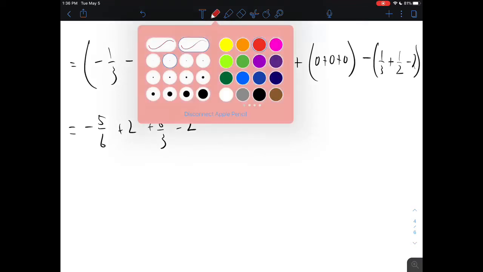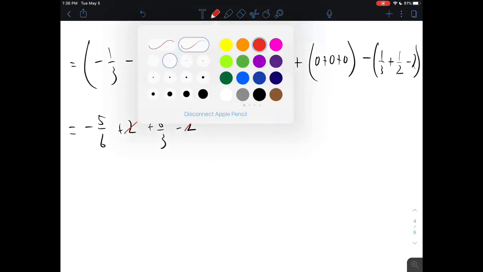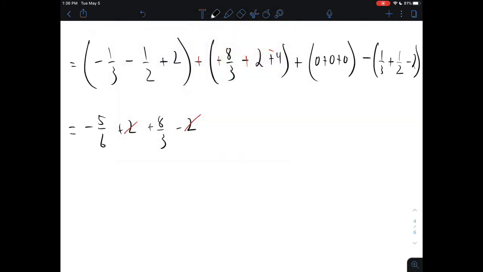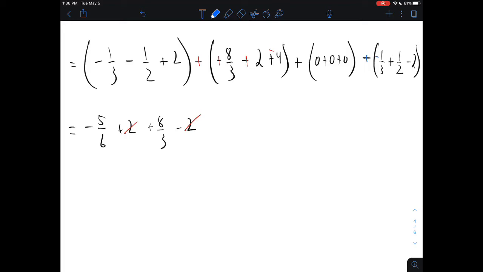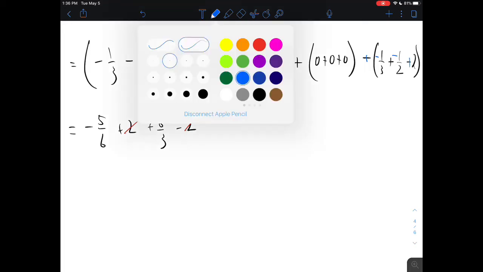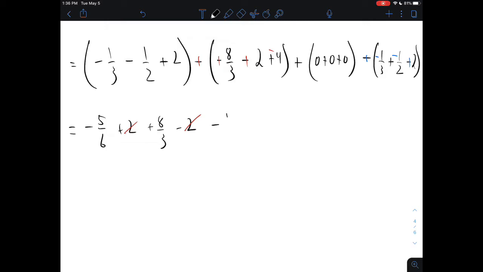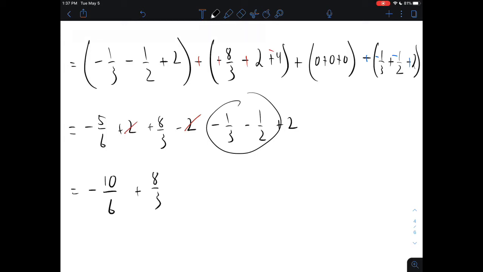So I can already see that I'm going to get some things further canceling out. And then the zeros, and then I have minus what was left. And that's going to turn into a -1 third, a -1 half, and a +2. So I've got -5/6, and then I've got minus another 5/6 there. That leaves me with -10 over 6 plus 8 thirds, and then +2.